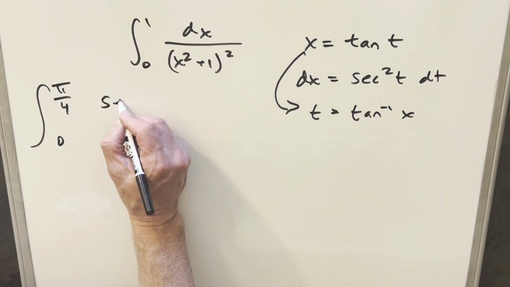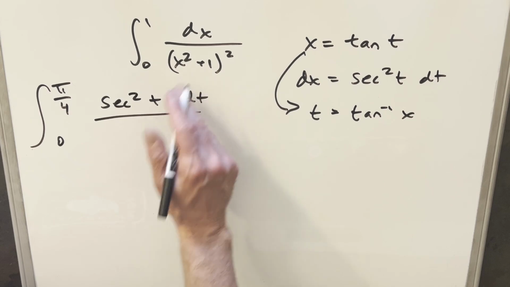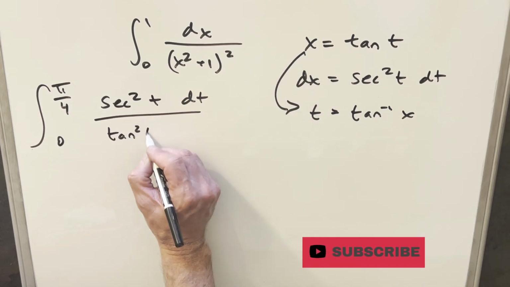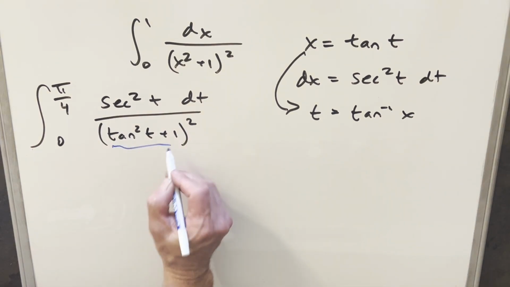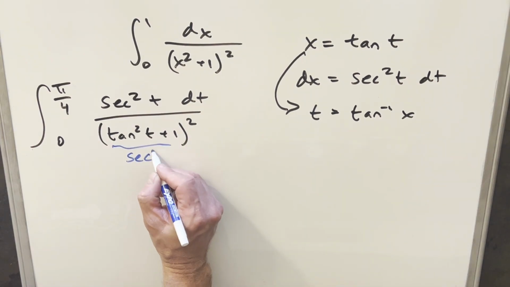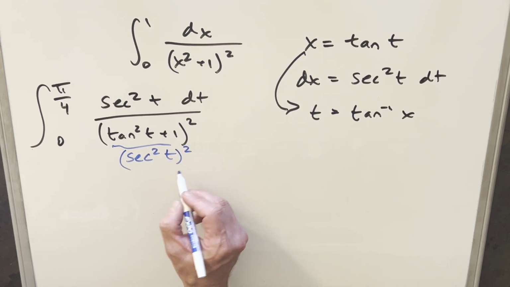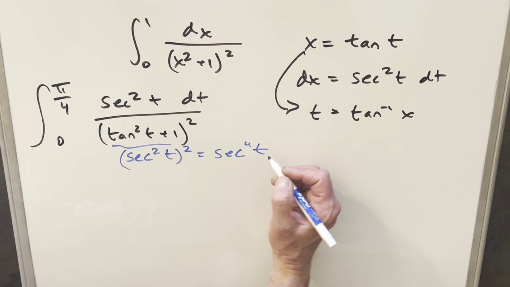dx is going to be all this stuff, so we're going to have secant squared t dt. Here, plugging in where x is tangent, we're going to have (tan squared t plus 1) all squared. But now we have an identity for this thing. This is actually the same thing as secant squared t, but it's squared. So if we look at this whole thing as squared, this is going to be the same thing as secant to the 4th t.